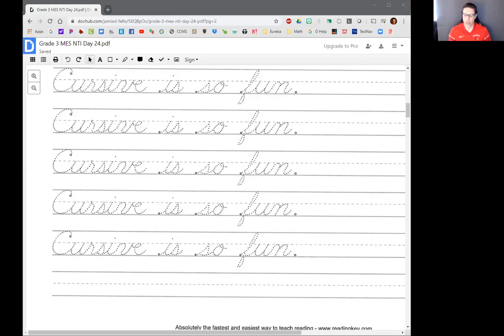Grab your first page. I'll bring it up here. It's going to start with cursive today. And the sentence that it gives you is, "Cursive is so fun." It gives you a little dot here, a little reminder of where to start. And then, of course, cursive letters stay connected. So just try to keep your strokes nice and even and moving in a good direction. And that should be fine. Don't forget your period at the end.